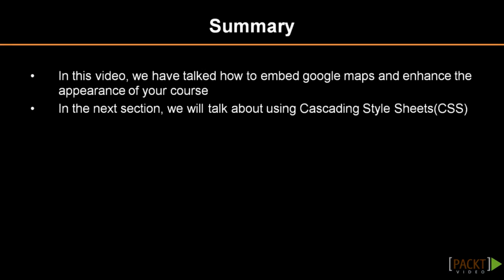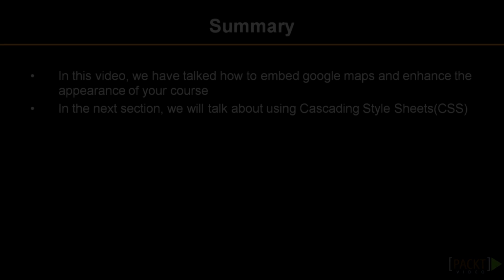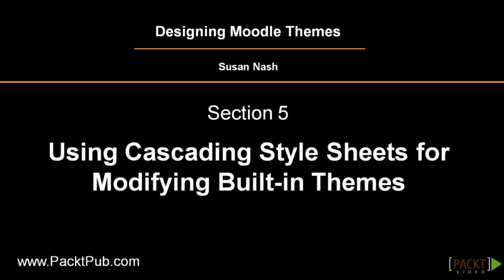So in this section, we've really focused on improving the appearance of our courses by incorporating geographical things. In the next section, we are going to look at cascading style sheets and learning how to customize the appearance of our courses by actually going in and changing things like colors, etc., things that are part of the overall appearance. Welcome to Section 5, Using Cascading Style Sheets for Modifying Built-in Themes.